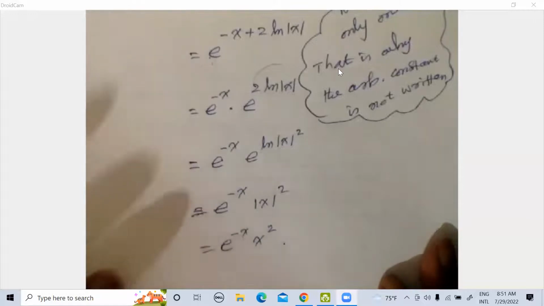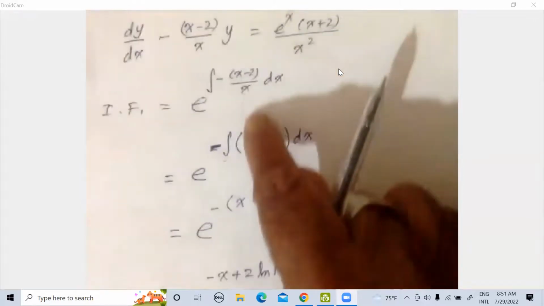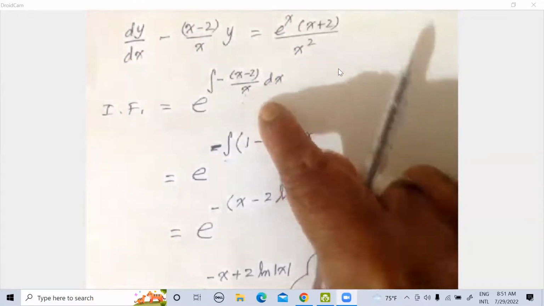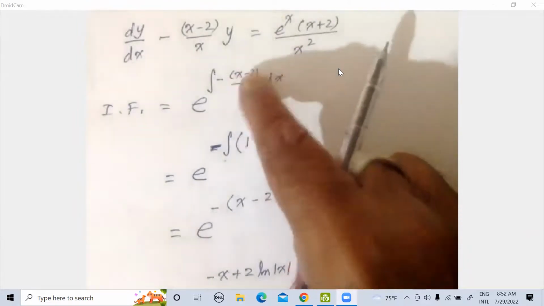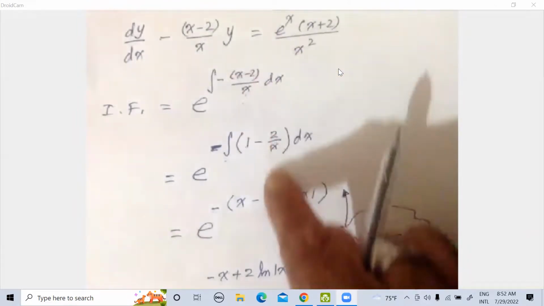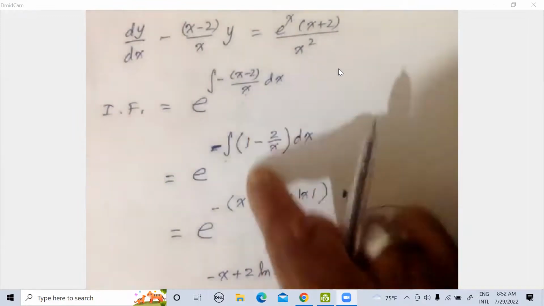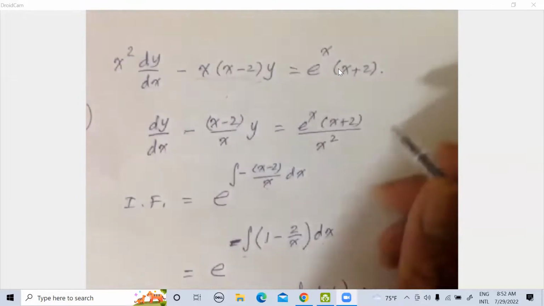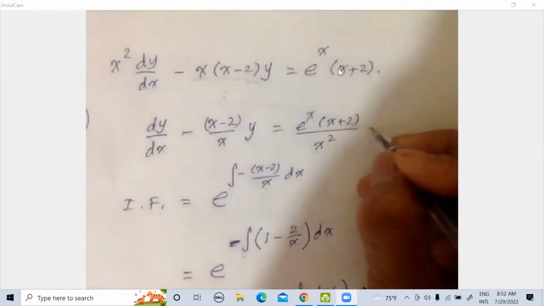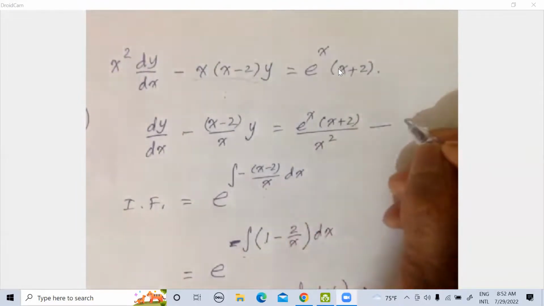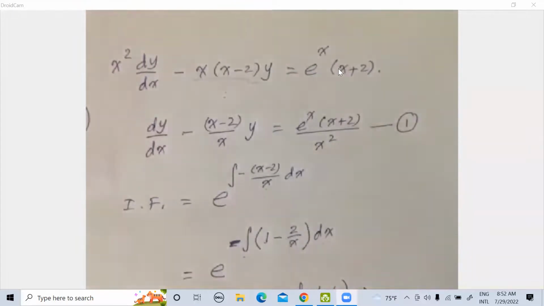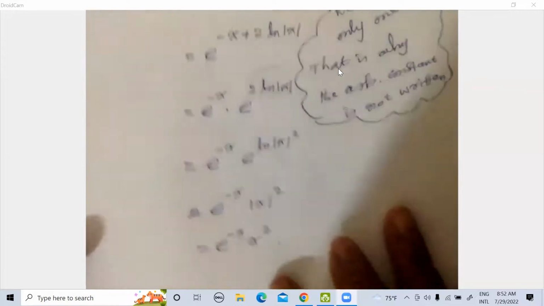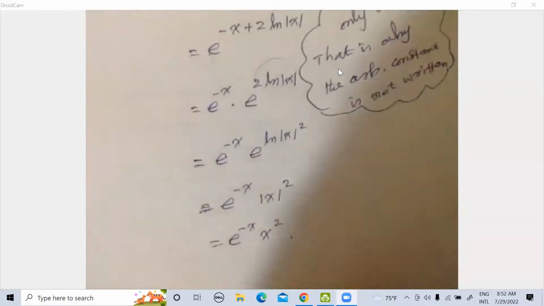So that was difficult in the sense that integration is a difficult one. Not difficult, but it's some work to simplify it to a nice form to multiply this equation with. We call this equation 1. So what is the integrating factor? E to the minus x squared.